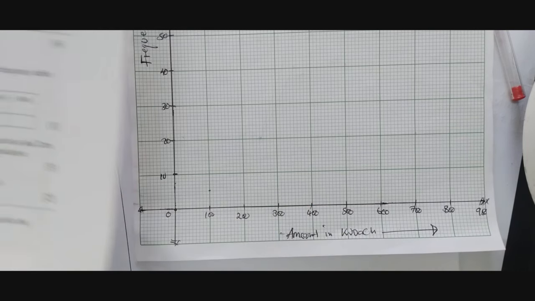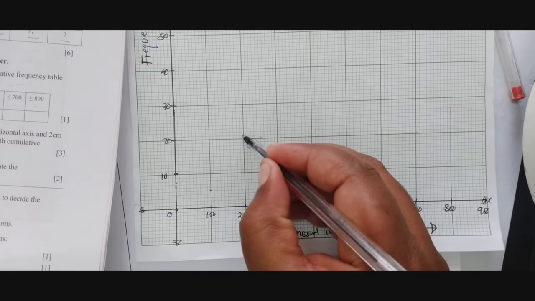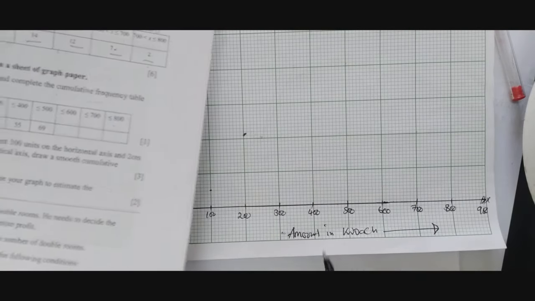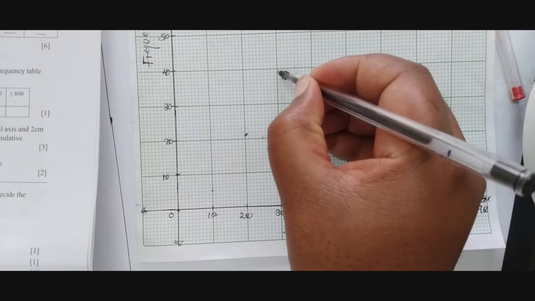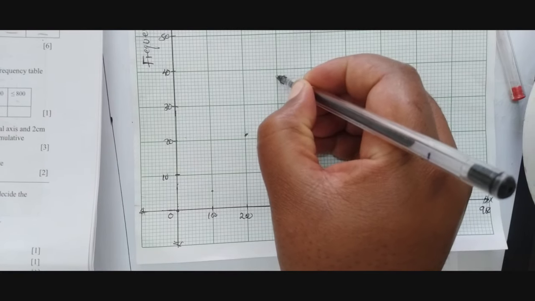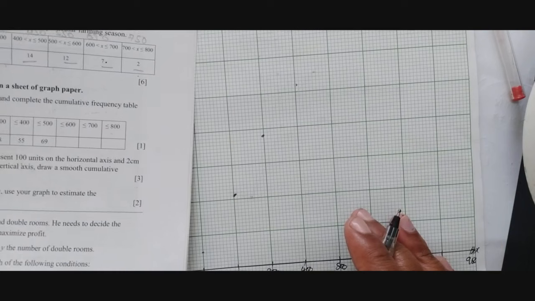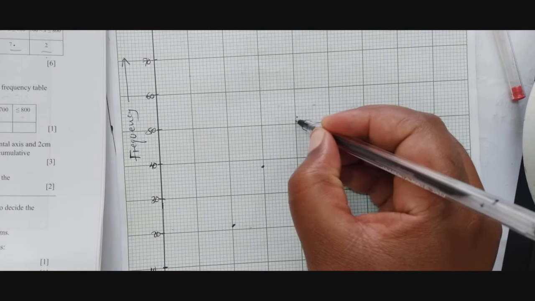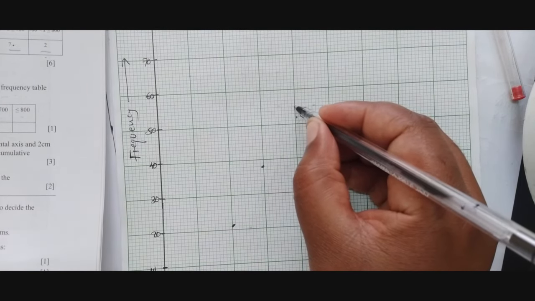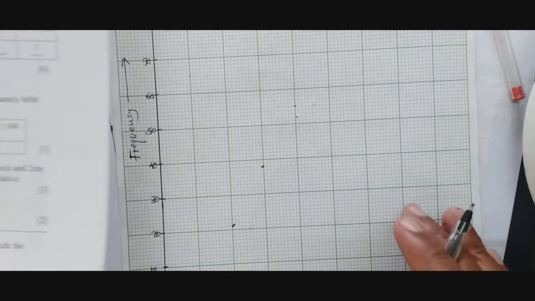The next one is 200, 21. This is 200, 21 here. The next one is 300, 38. This is the 40, 39, 38 is here. Alright? Then we have 400, 55. 400, 50, 51, 52, 53, 54, 55 here. 1, 2, 3, 4, 5. Good.